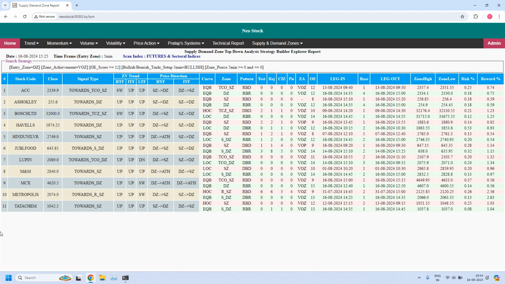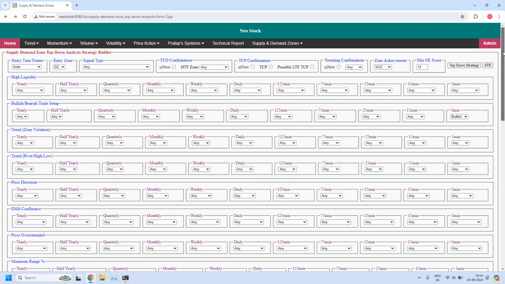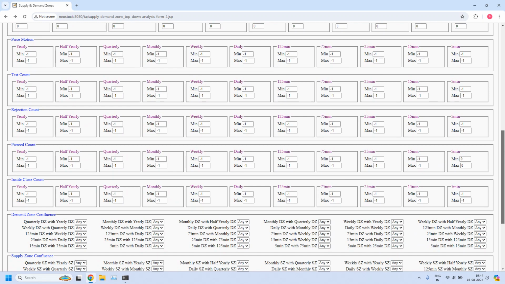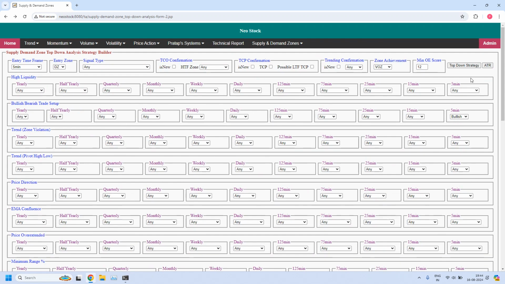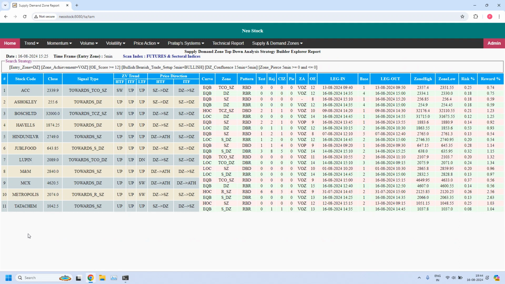Now let's verify out of these 11 how many are having confluence with 15 minutes demand zone, that is ITF time frame. That is 5 minutes and 15 minutes demand zone confluence. So this is the parameter I am enabling, 5 minutes demand zone with 15 minutes demand zone confluence. So all these 11 stocks are supporting 5 minutes and 15 minutes zone confluence.